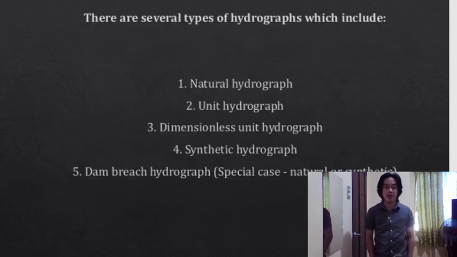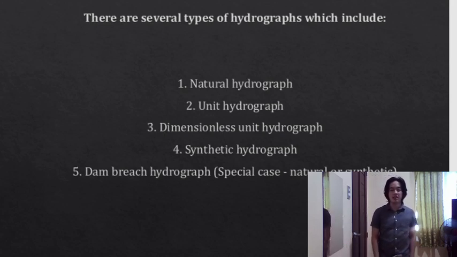There are several types of hydrograph, which include: first, the natural hydrograph; second, the unit hydrograph; third, the dimensionless unit hydrograph; fourth, the synthetic hydrograph; and the fifth is the dam break hydrograph, or special cases, natural or synthetic.